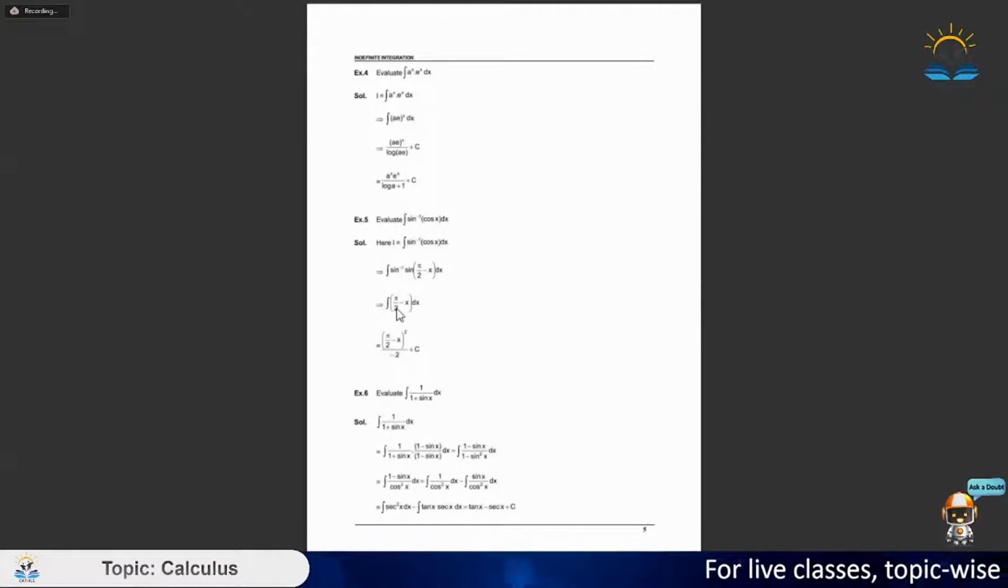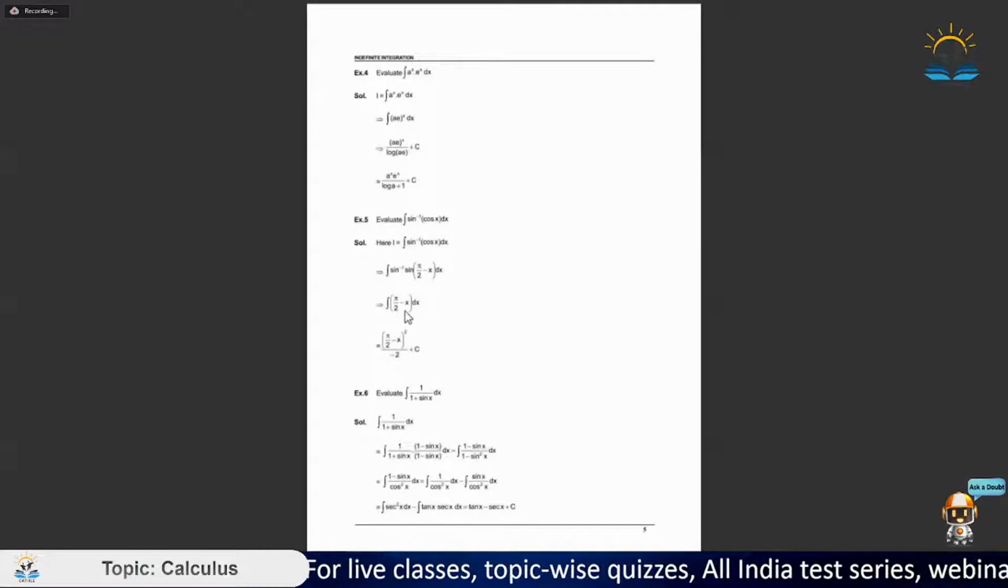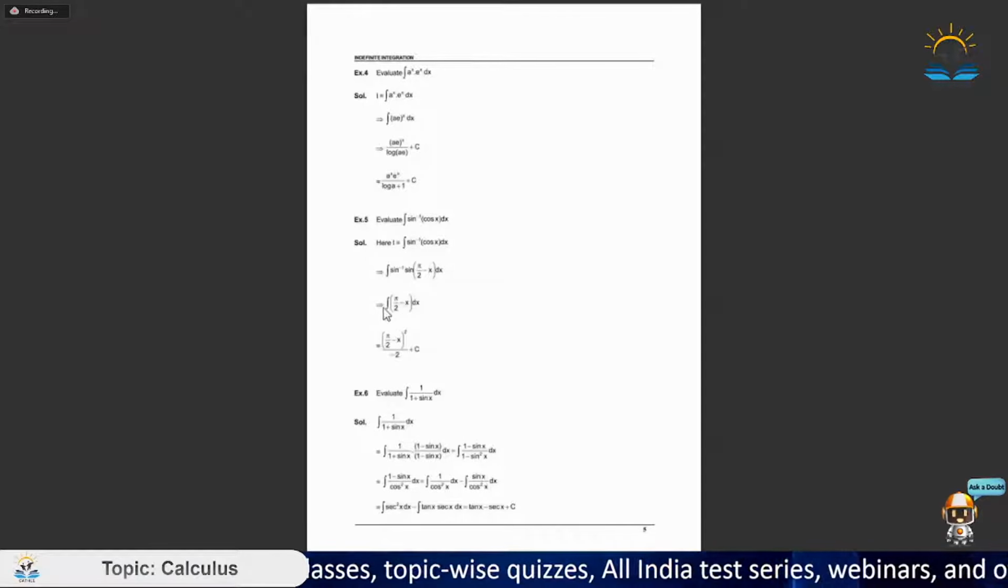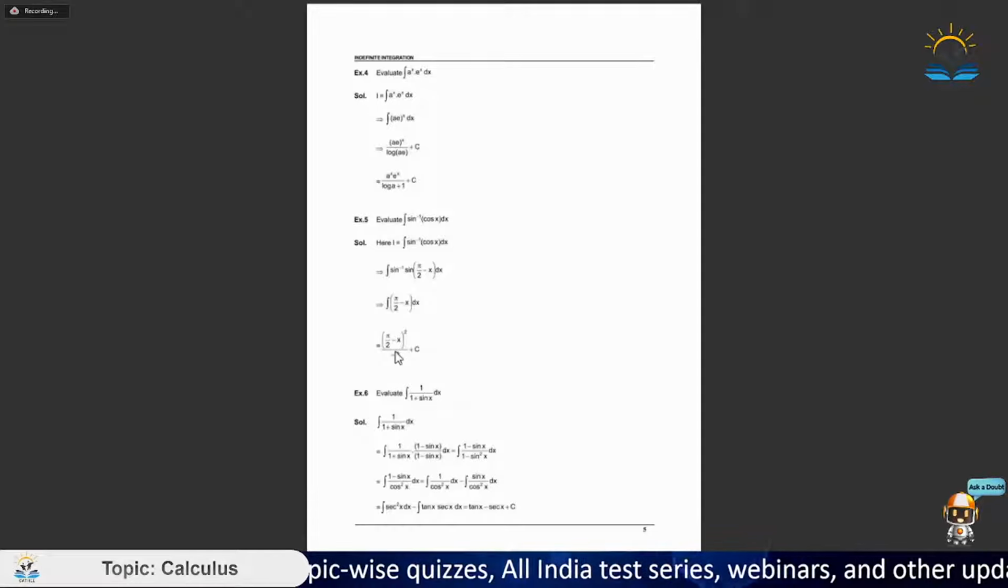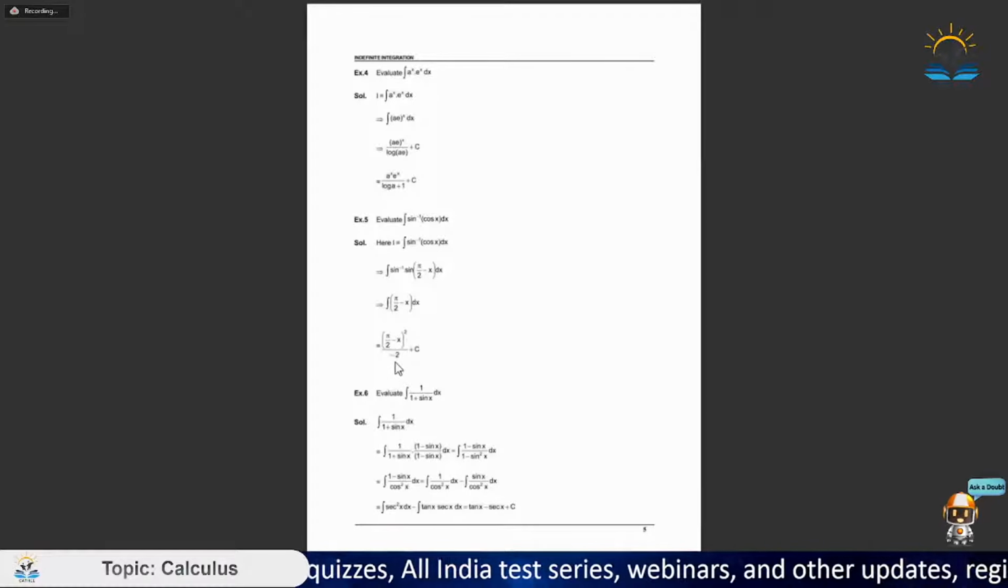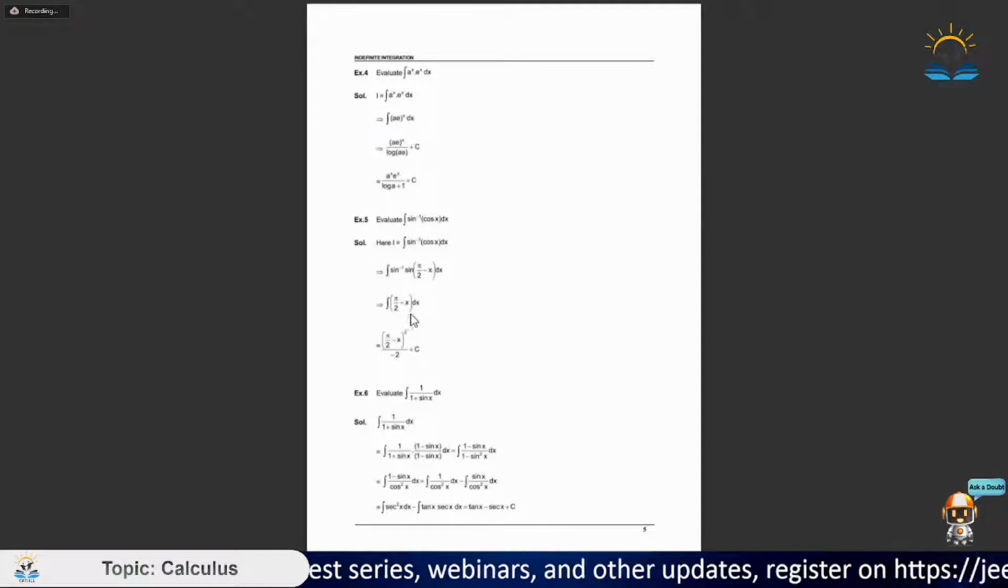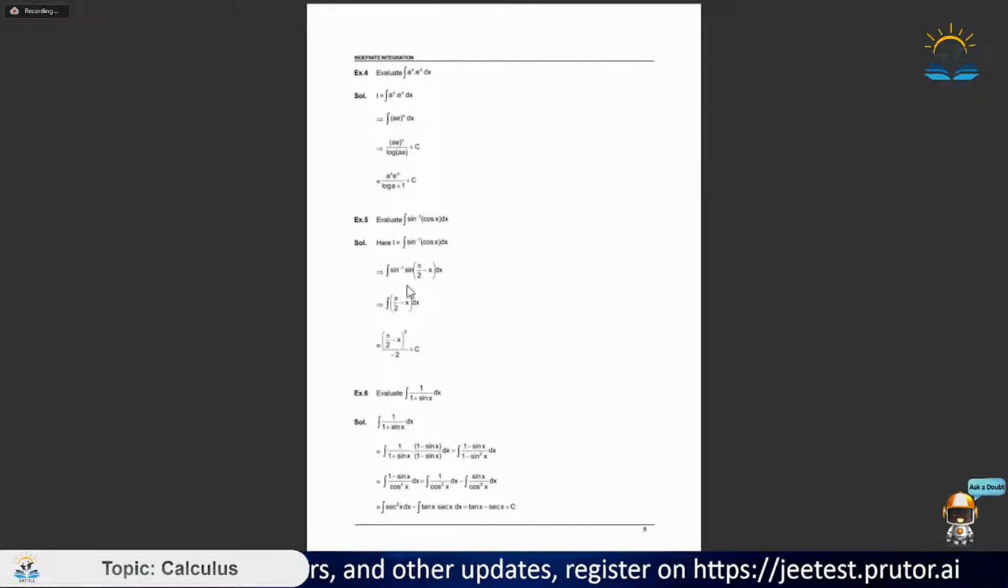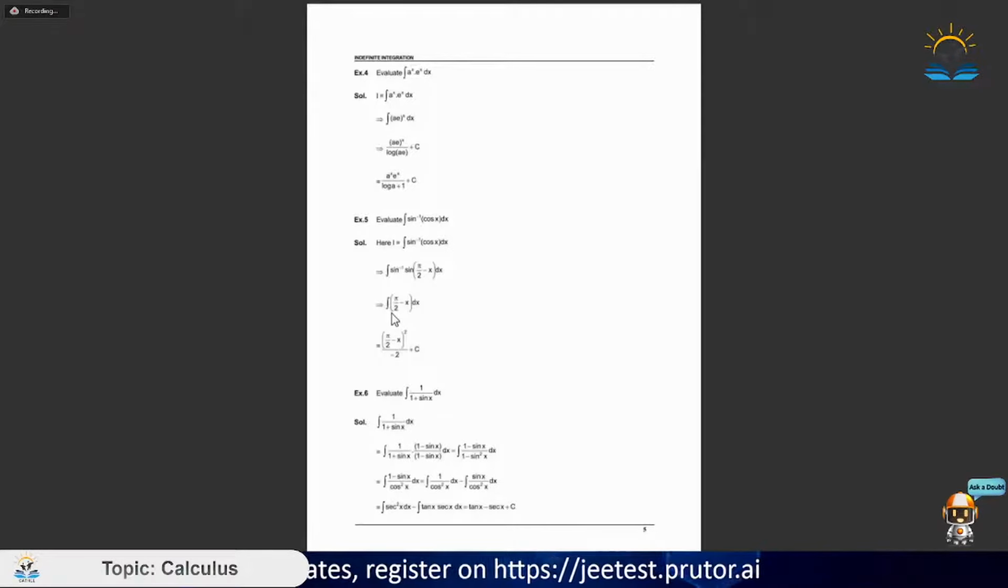For this we can simply write the integration as pi by 2 minus x whole square upon minus 2 plus c. This can also be done by separating the integrals over pi by 2 and minus x. Here the integration is done by supposing this as a variable. What we have done here is we have supposed this pi by 2 minus x as a variable y.